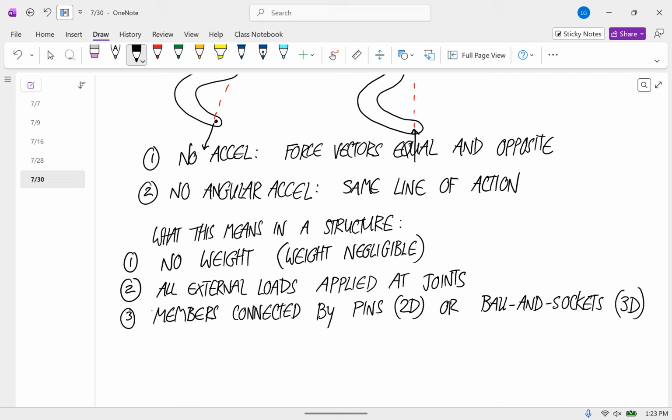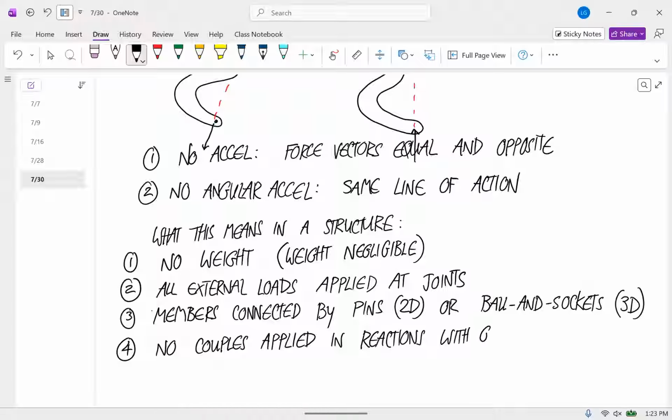And then third, there can't be any couples. No couples can be applied to the structure in the reactions with the ground. Okay, so no fixed joints, no pin joints in 3 dimensions where you're relying on the couples being applied. Nothing like that.